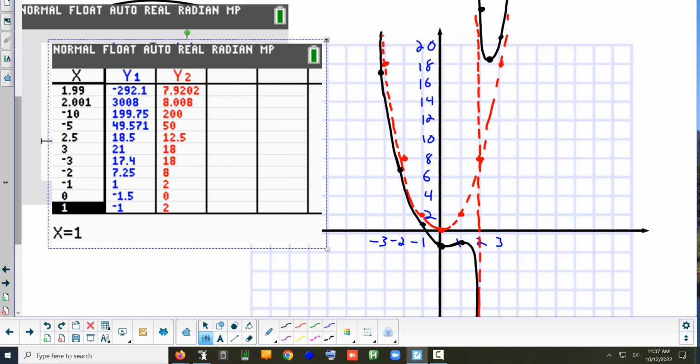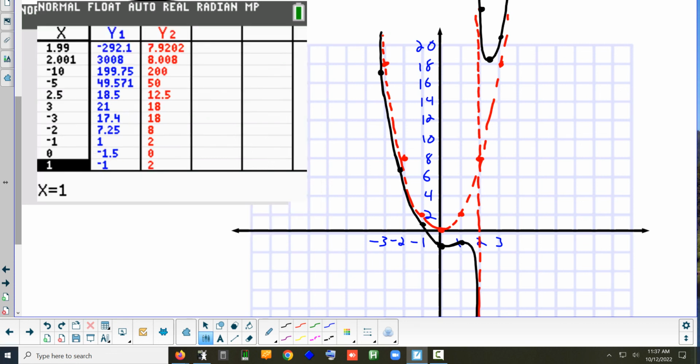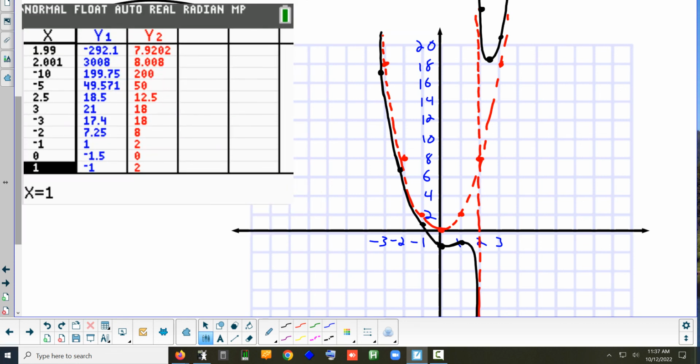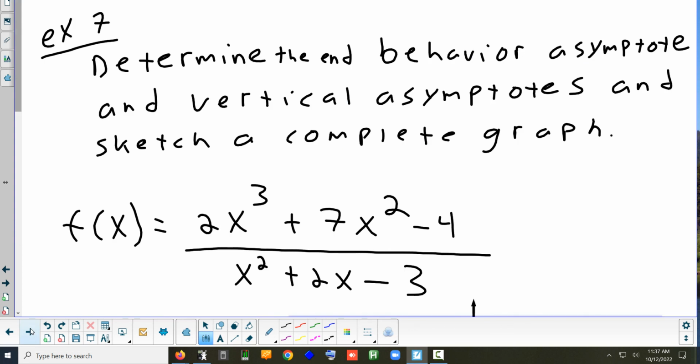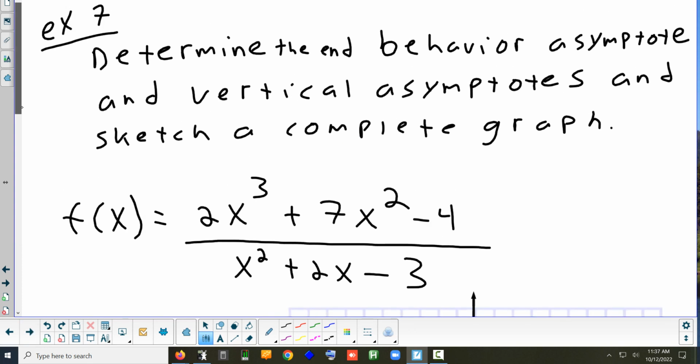Okay, this actually seems a bit simpler than the ones yesterday. Yeah, there's less asymptotes. It's like we need to find less in order to be able to have a complete graph.